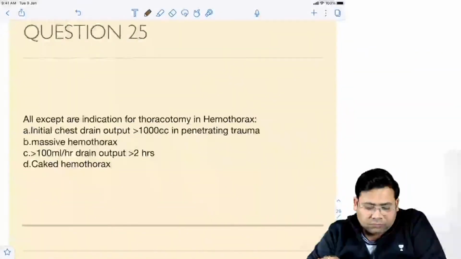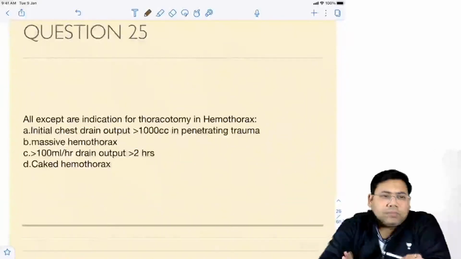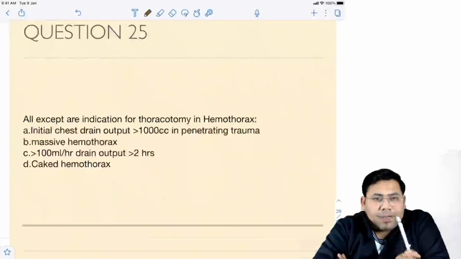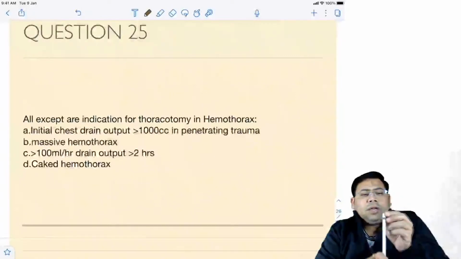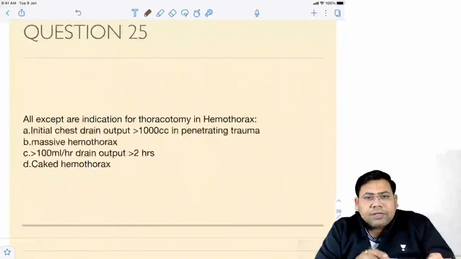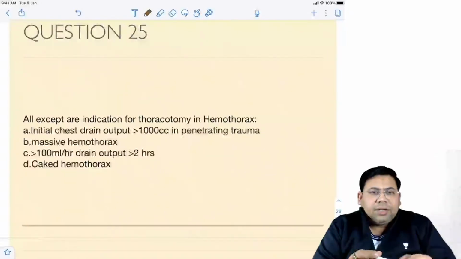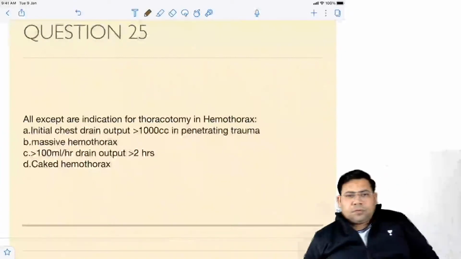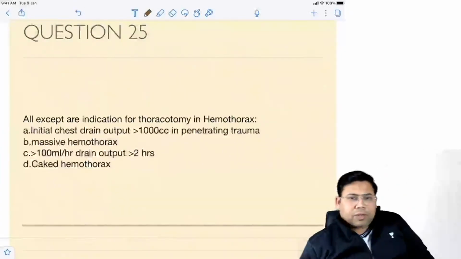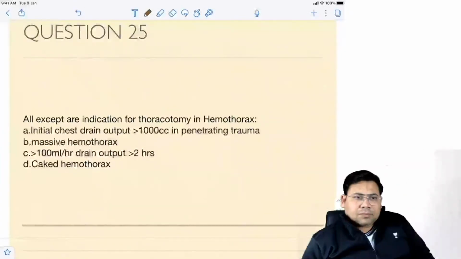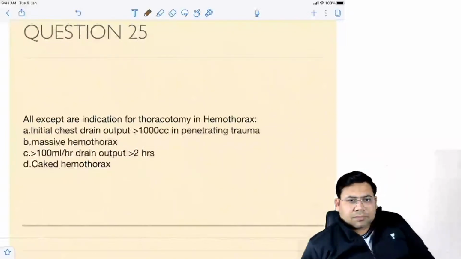Chalo. Answer me this question now. All except are indications for thoracotomy in hemothorax. Come on, students, tell me.